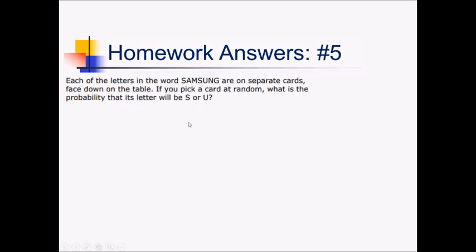For this problem, each of the letters in the word Samsung are on separate cards face down on a table. Picking a card at random, we want the probability that its letter will be S or U. So the probability of S or U, we have the number of desired results over possible results. Well, how many possible results are there? Since there's 7 cards, there's 7 possibilities for what we could end up with. So we're going to have something over 7 for this probability.